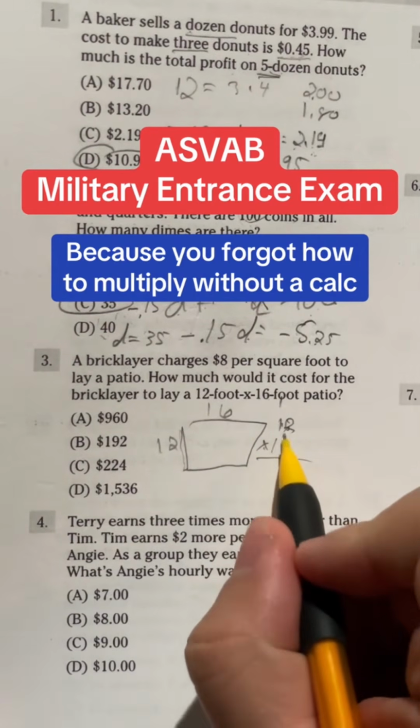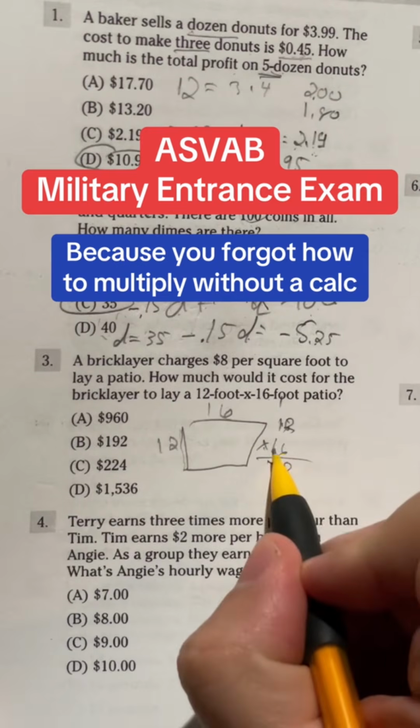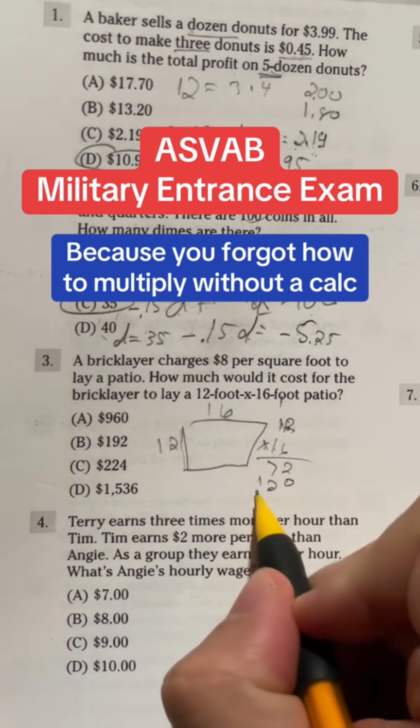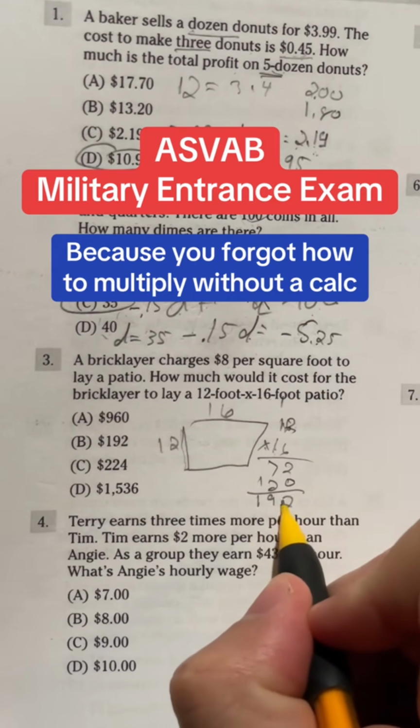So 6 times 2 is 12. Here's the 1. 6 times 1 is 6. Plus 1 is 7. Well, we got to bring down 0. 1 times 2 is 2. 1 times 1 is 1. And it looks like 192. Now remember, we still have to multiply that by the 8.